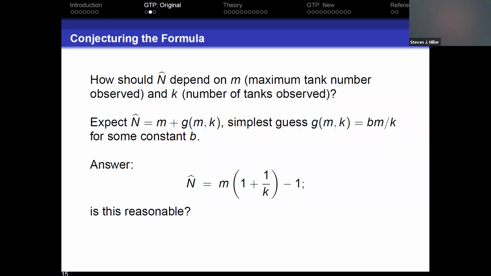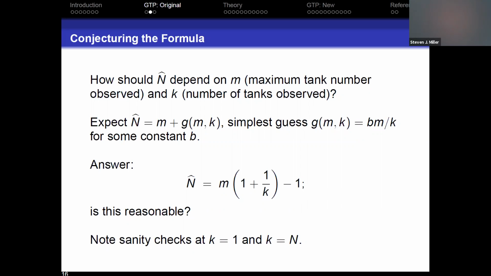Whenever you see a formula, you want to ask, is it reasonable? Well, one way to see if it's reasonable is to look at some extreme cases. So if I take K equals 1, we only observe one tank. If I only observe one tank, my guess is it's probably somewhere in the middle, so it would probably be around N over 2. So if K equals 1, and we guess M is around N over 2, we would have N over 2 times 2 minus 1. Yeah, that's about N. That seems reasonable.